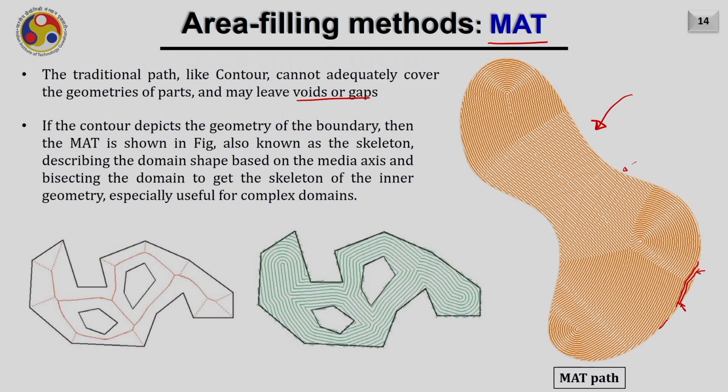So, what is MAT? How these tool paths are generated can be seen here. If the contour depicts the geometry of the boundary, then the MAT is shown in this figure. This orange line is nothing but the MAT of this particular contour. It is also known as the skeleton, describing the domain shape based on the median axis bisecting the domain into two halves.